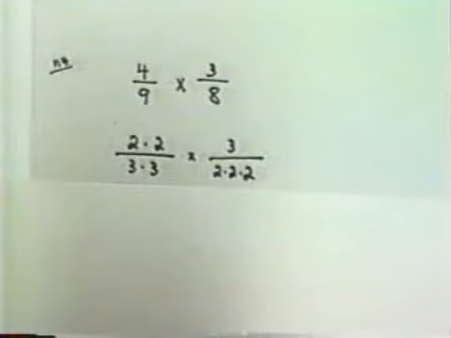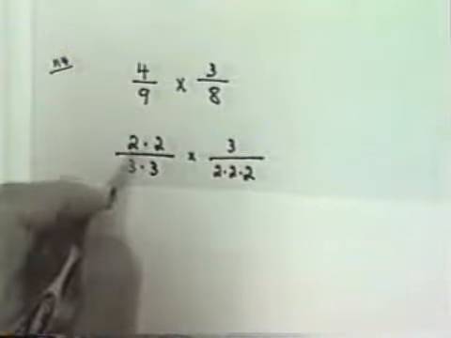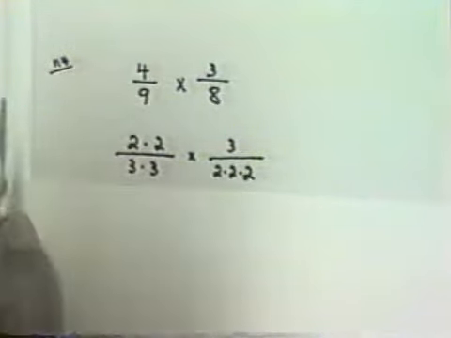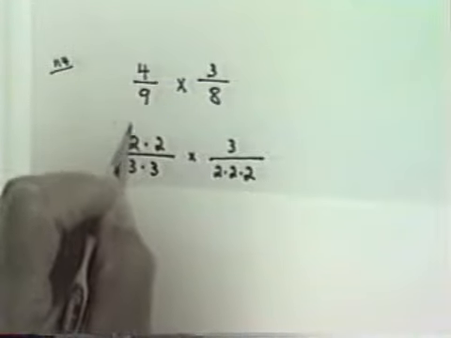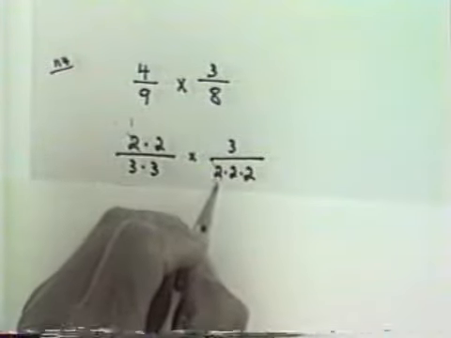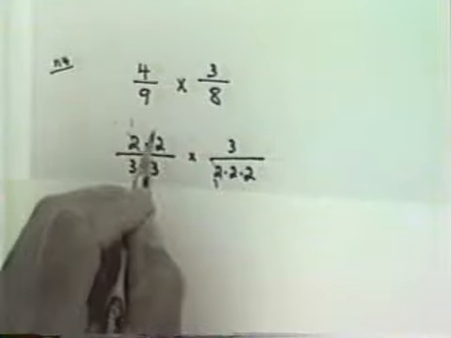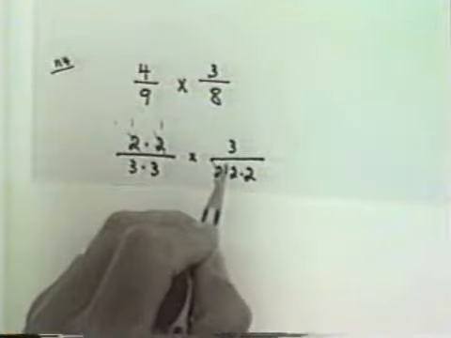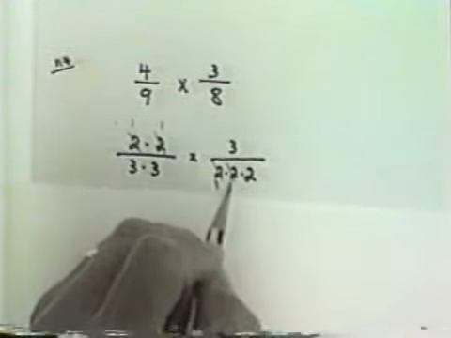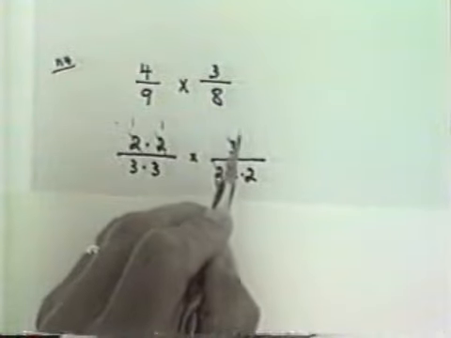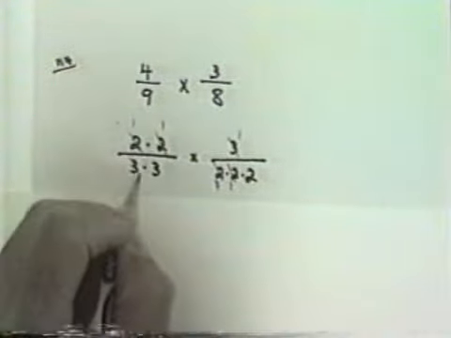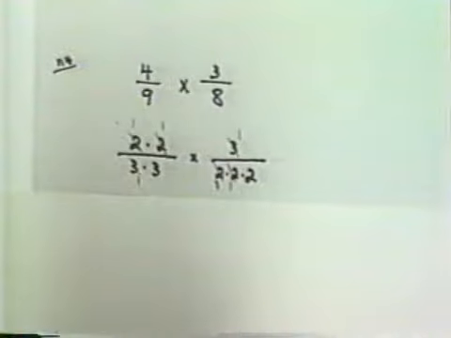Now what I can do is divide out the common factors as long as one is in the numerator and one is in the denominator. I can say 2 goes into 2, 1, four times, and 3 goes into 3, 1, twice. Notice that to divide, you must always divide both numerator and denominator by the same thing.